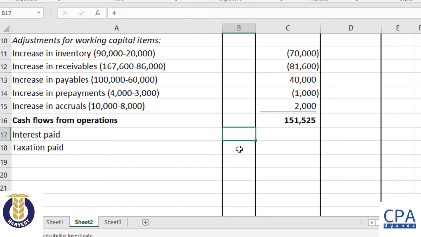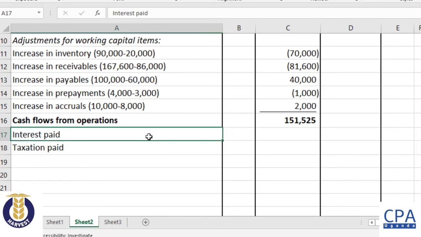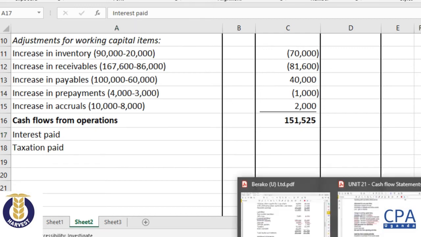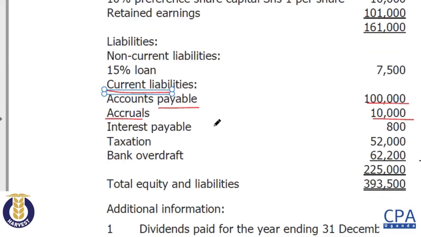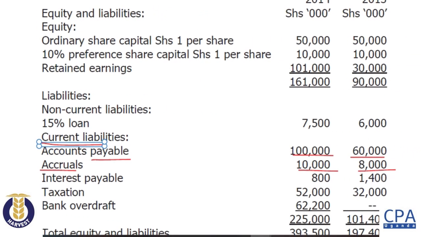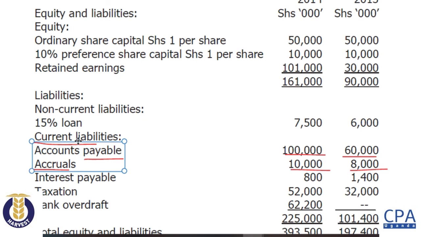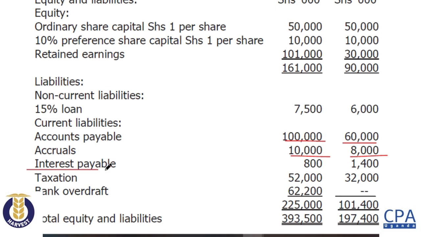Now, before you handle these two, you need to first of all ascertain whether the figure given to you in the statement of profit or loss was actually the cash that was paid. So for the case of interest paid, I need to go to the statement of financial position and check in my current liabilities. As you can see, I have an item known as interest payable.